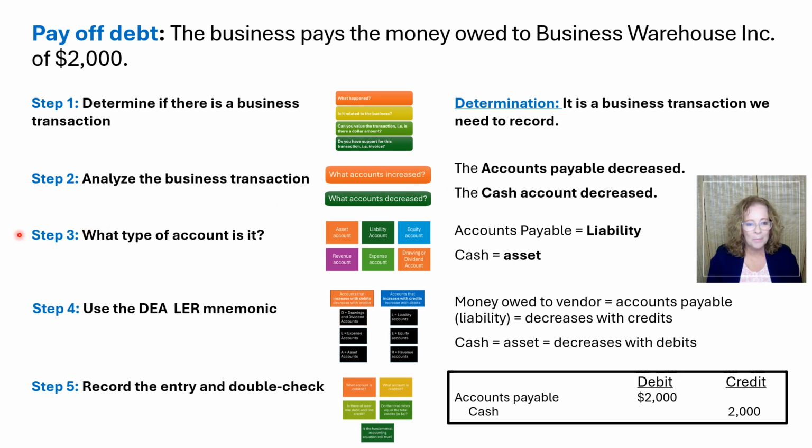In step 3, we determine what type of accounts are impacted by the transaction. What type of account is accounts payable? What type of account is cash? Accounts payable is a liability account and cash is an asset account. So liabilities are impacted and assets are impacted.